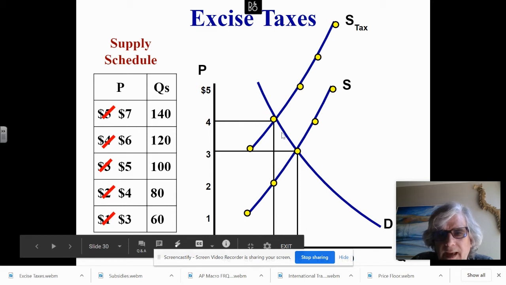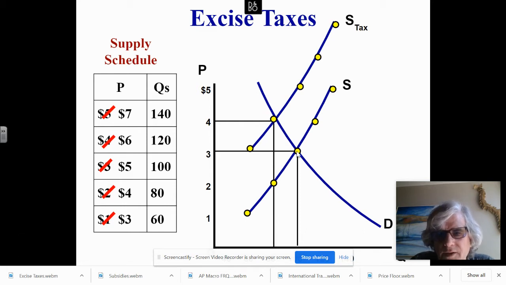Now, what I always look at, the price that the buyers pay is this $1 of the tax. So it was 3, now it's 4. So they pay $1 extra. The sellers were getting 3, now they're getting 2. So this is what they're getting. They're getting $2. So the seller pays $1. In this case, the tax is paid equally between the buyers and sellers. The tax is $2. The buyer pays 1, the seller pays 1, and that's how it works.